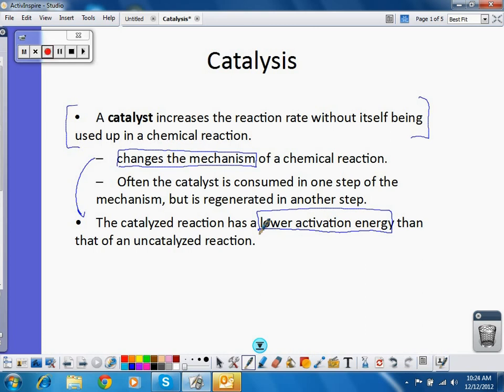So the other thing we'll notice is that with catalysts, we start with a catalyst. Many times the catalyst is consumed in one step and then regenerated. So it's kind of the opposite of a reaction intermediate. I start with some, I use it up in one step, but get it back in a later step.